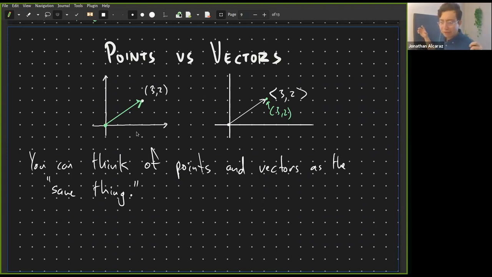This is a little abstract here, so it's hard to wrap your head around. Now, for the rest of the quarter, you just want to think, okay, a vector is a point and a point is a vector. That's totally fine. I like to distinguish them a little bit because of the physical nature of it.